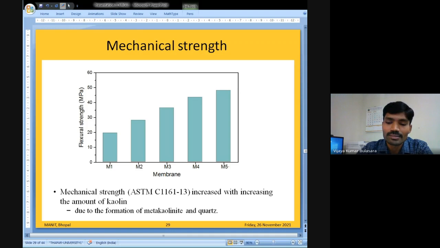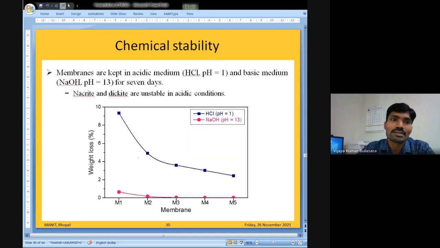But in the case of the fly ash based membranes, that is the first two, M1, M2, they corresponded to low strength, mainly because of the low hardness minerals formed, nacrite and dicite. Then the chemical stability analysis is done, and we can see that there is a weight loss. Weight loss is significant in the case of the membranes kept in HCl, that is acidic solution. A high amount of weight loss is observed for the fly ash based membranes, that is M1, M2.